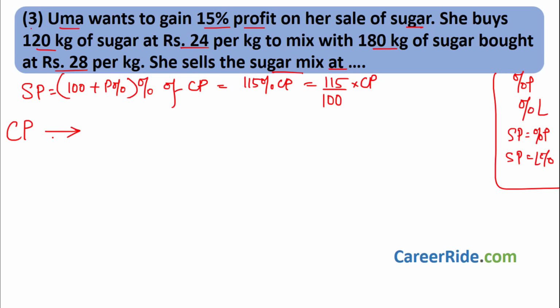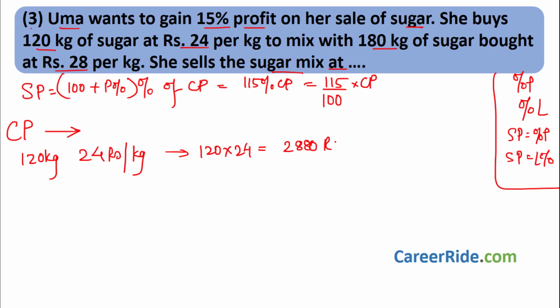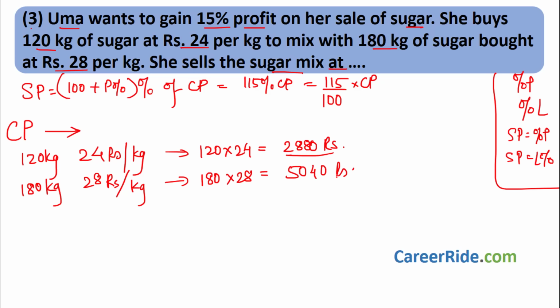Now, cost price means how much did Uma spend? Uma first bought 120 kg of sugar and the rate of the sugar was 24 rupees per kg. So how much did she spend in total? It would be 120 into 24, which is equal to 2880 rupees. Then she bought 180 kg of sugar at the rate of 28 rupees per kg. What would be the expenditure in this case? 180 into 28, which is equal to 5040 rupees.